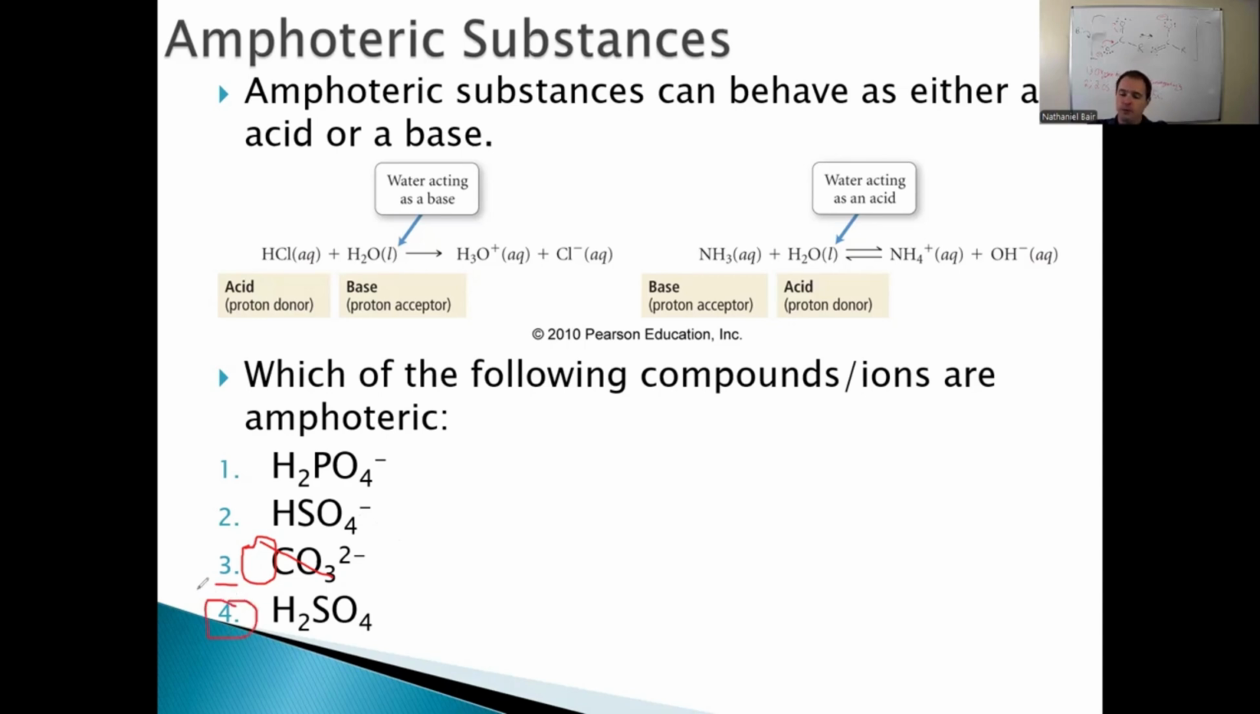Number 4 is the opposite problem. Okay, this can donate a hydrogen, but there's no room to put it. And again, this is the harder one to identify. But if you draw the Lewis structure of H2SO4, there's no room to accept an additional hydrogen. That molecule is maxed out. So that's the highest neutral analog of that substance. So that is also not amphoteric. So, those are amphoteric. These two are not amphoteric.